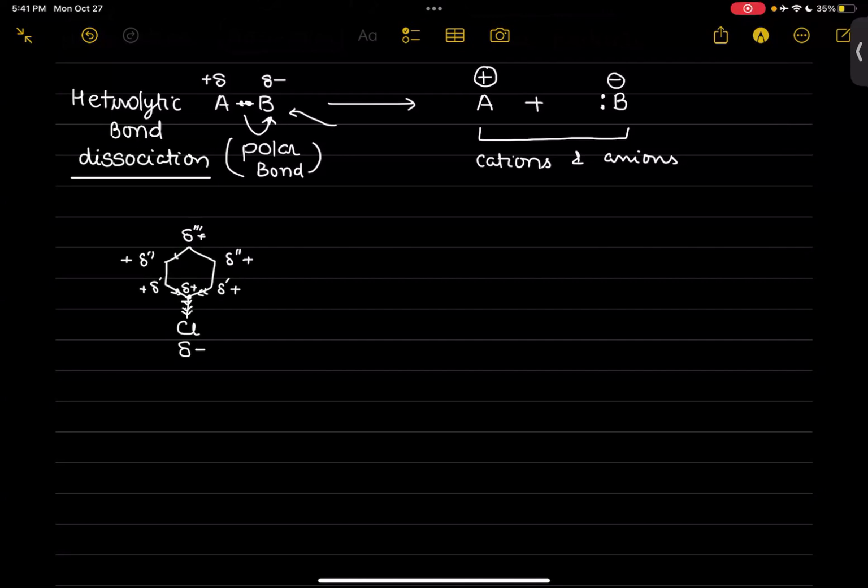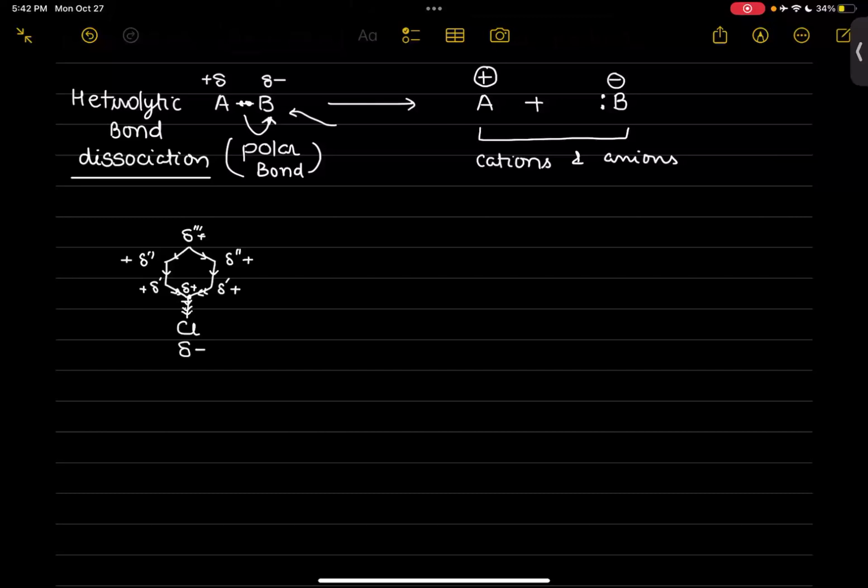Where is the positive charge going to be least? The topmost one, the one at the opposite end. This one is least. Why is it least? It's the farthest away. It is a very weak effect which decreases drastically with distance, and it is almost nil after four bonds.